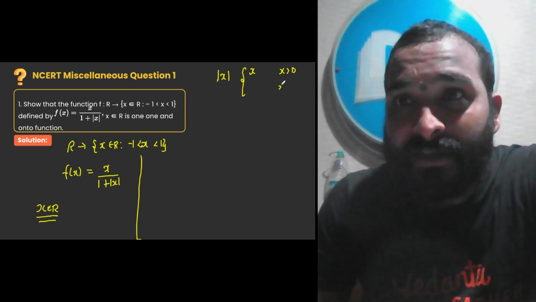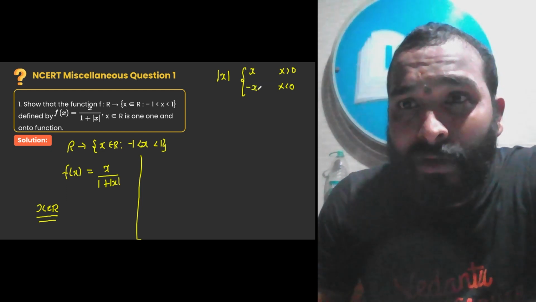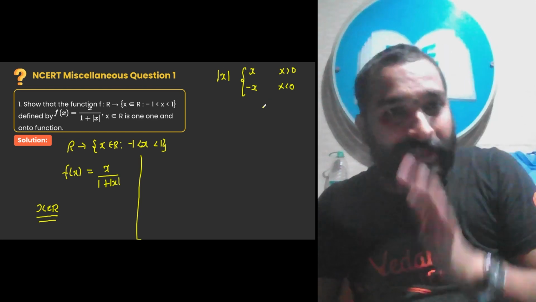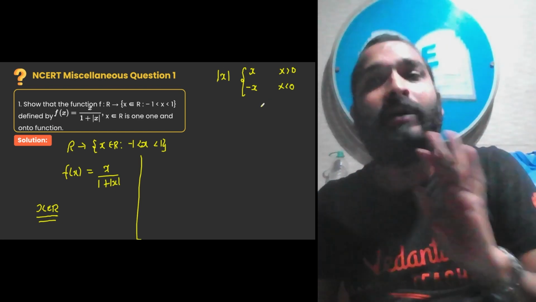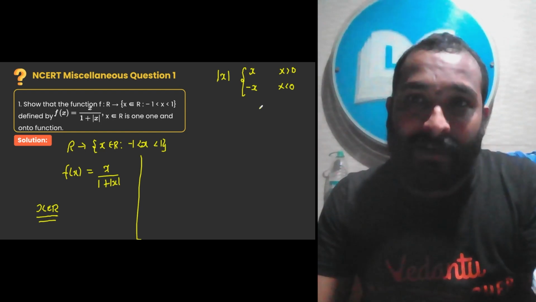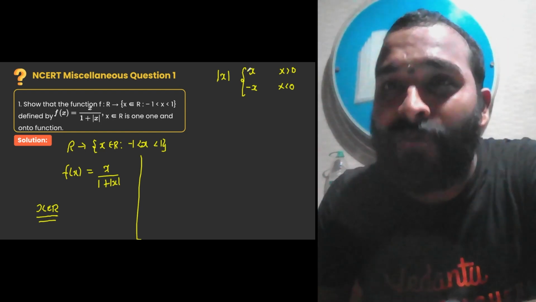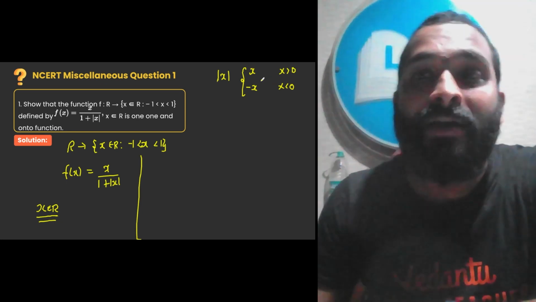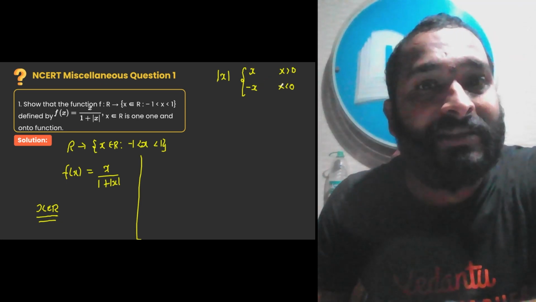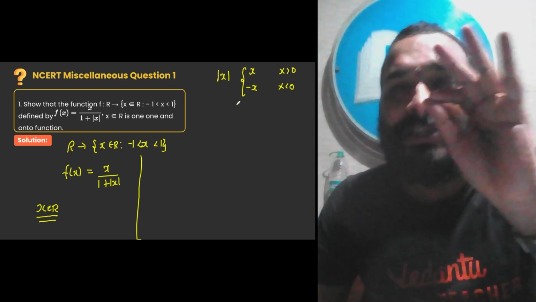But if x is less than 0 children, that is x is negative, then instead of modulus you can write minus x, because x is already negative, minus of minus becomes positive. So it would give the same value as that of the modulus. So modulus of x is written as x when x is greater than 0, and it is written as minus x when x is less than 0. If you know this, then this problem is very, very simple and easy.